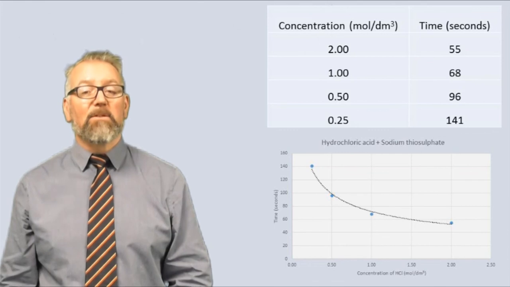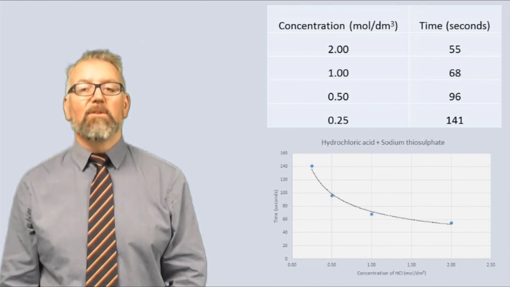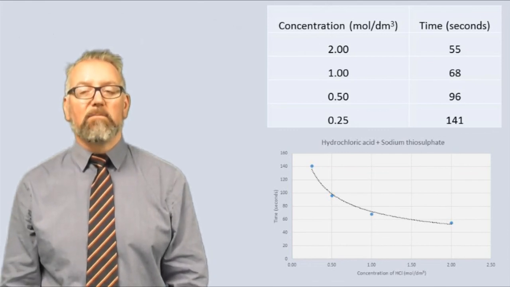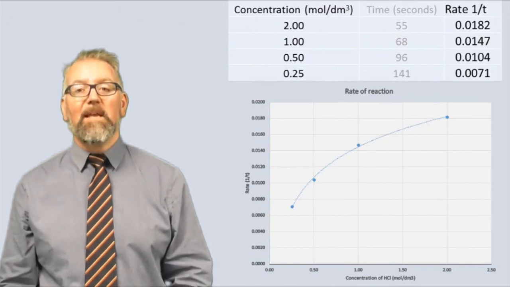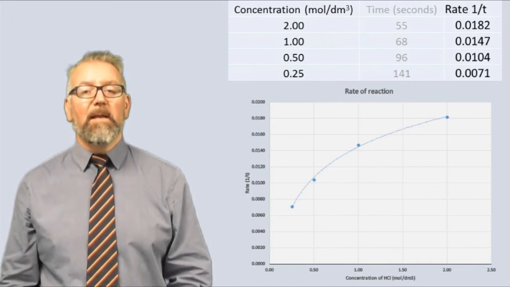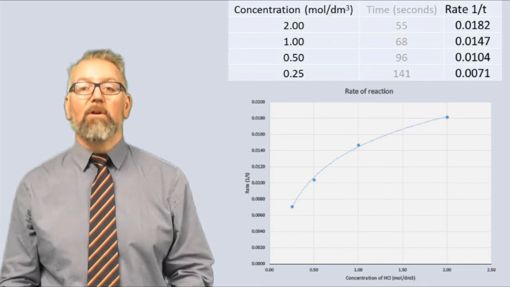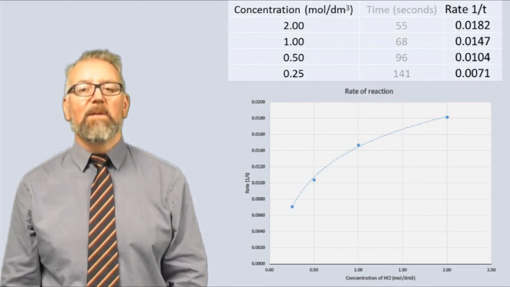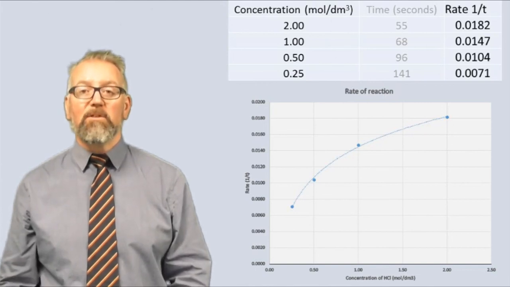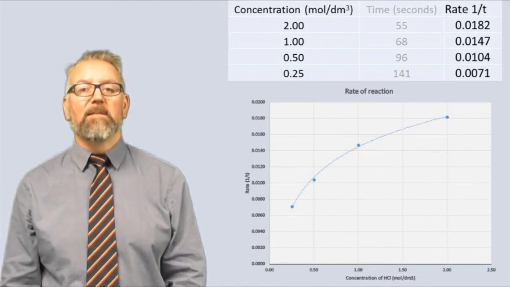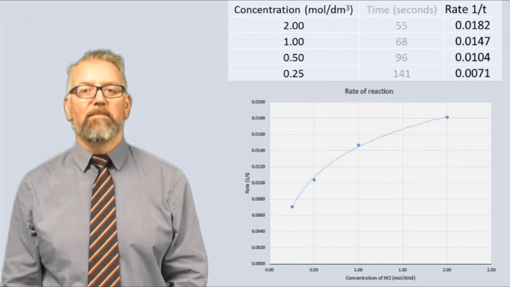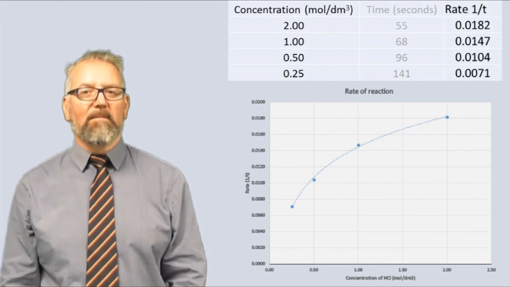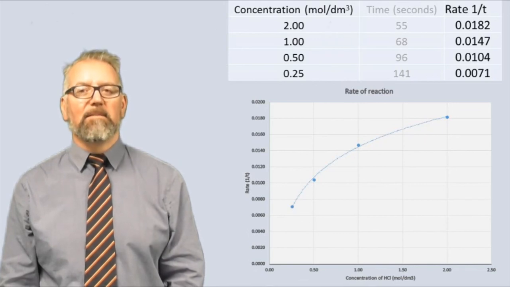But the required practical wants us to know about rate, so we need to do a separate equation. We need to do 1 over t, and our t is the amount of time that it took for our cross to disappear in our experiment. If we do this calculation, we can see that as the concentration increases, the rate of reaction also increases. But it's not a straight line, and we'll have a look at that later.